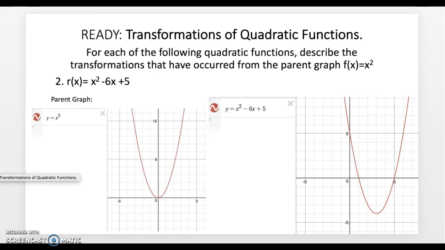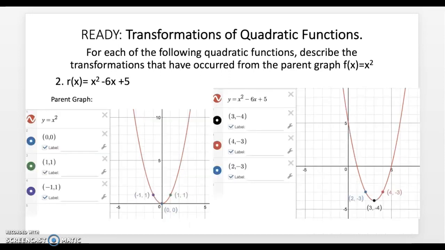So again, my first move was to make a parent graph and a regular graph that shows how it's being shifted, and look at those vertices and those shifts, or stretches, so we can see that the vertex moves from 0, 0 to 3, negative 4. So our movement is going to be right 3, down 4. And the next point up on the graph is only 1 and 1 away, so our vertical stretch is still 1. So we can say our transformations were right 3, down 4, and no change in the vertical stretch.